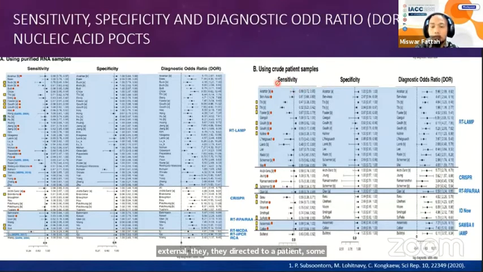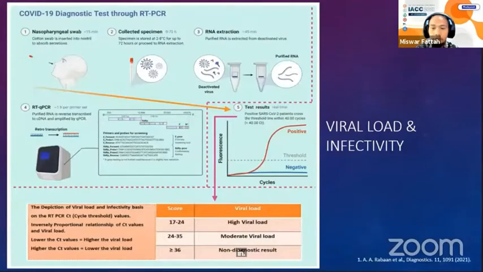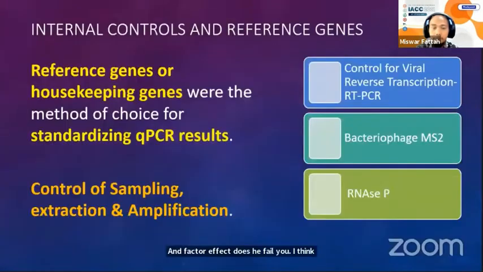And for crude patient samples, the sensitivity is lower compared with the sensitivity in purified RNA. So this is very important to compare. And factors affecting the CT value, this is, I think, double, sorry. Because it's very important to control the results, we have a reference gene or housekeeping gene that can be a control.